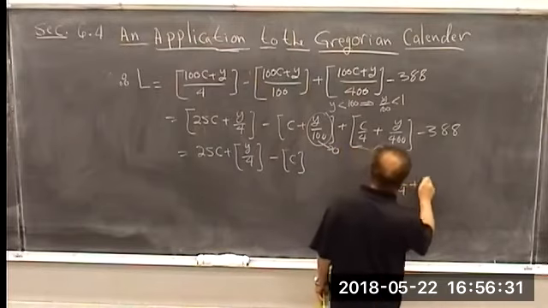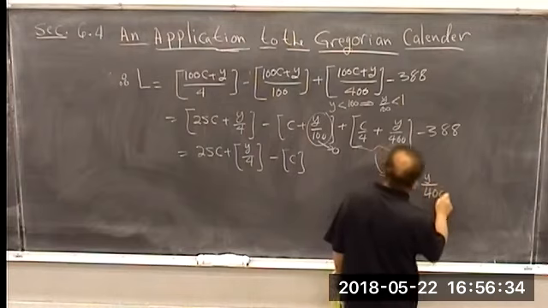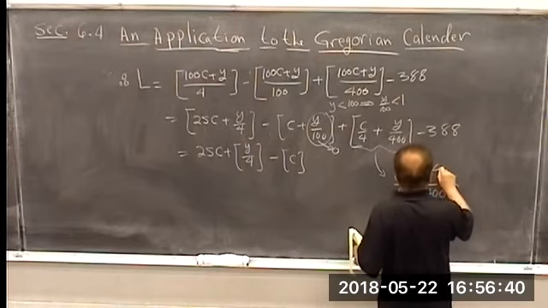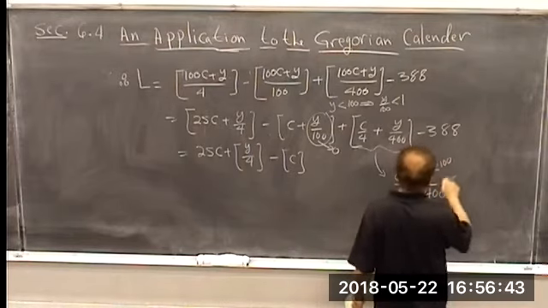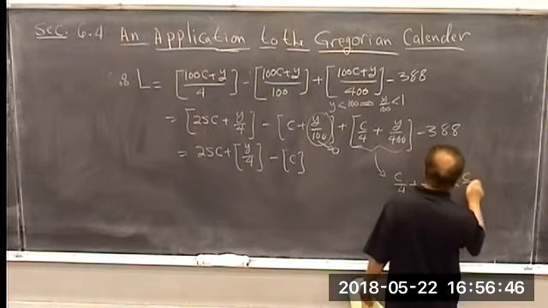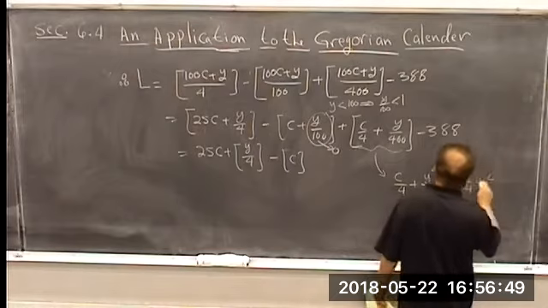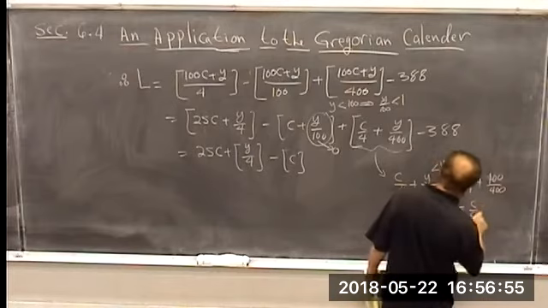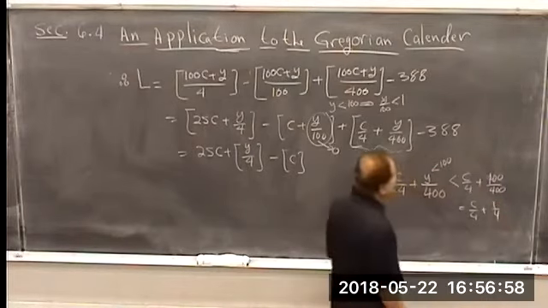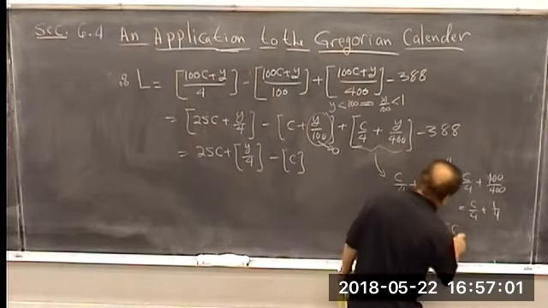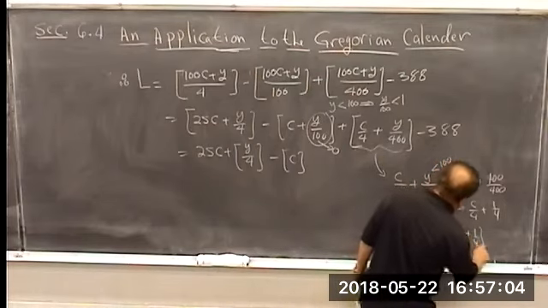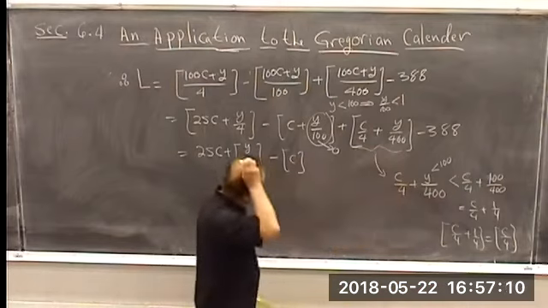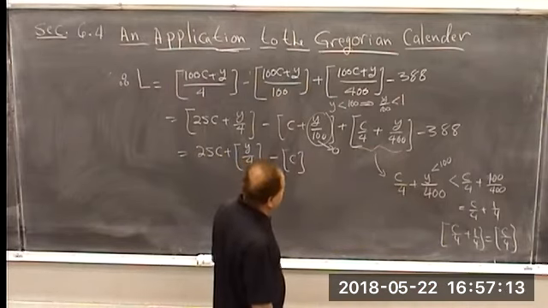C over 4 plus y over 400. Okay. So this one is again less than 100. So if I replace it by the largest value, this becomes C over 4 plus 100 over 400, which is equal to C over 4 plus 1/4. So when I take the bracket of this, C over 4 plus 1/4, this is going to be equal to C over 4. Okay, but we don't have enough to go to the next integral value for C over 4.